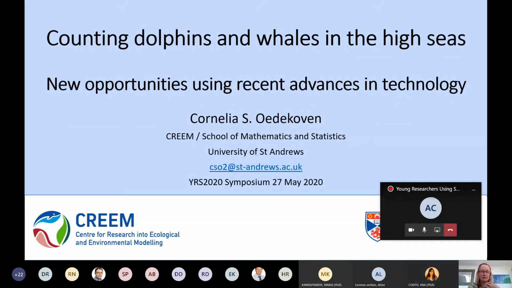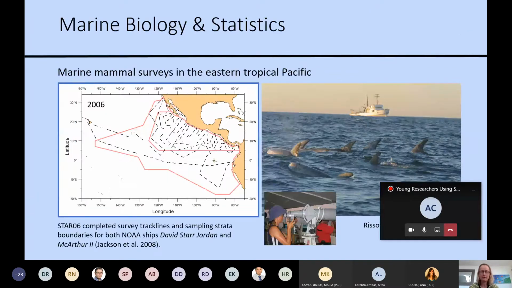Okay, so what I'm talking about today is not so much new statistical methods. Mark-recapture distance sampling has been around for quite a few years, but new applications of these methods in the field that are now possible due to recent advances in technology. So a little bit about my background, which explains a little bit why I'm so interested and heavily involved in analyzing marine data these days.